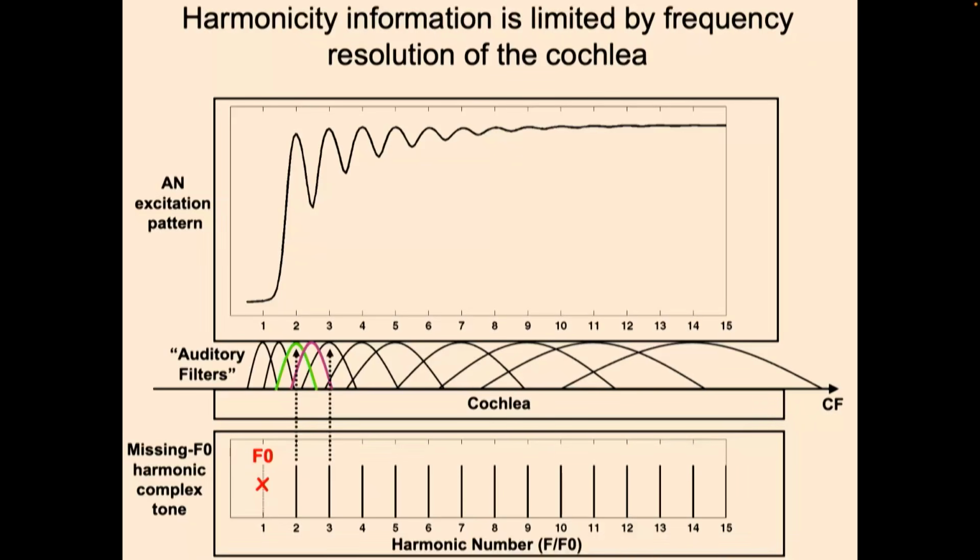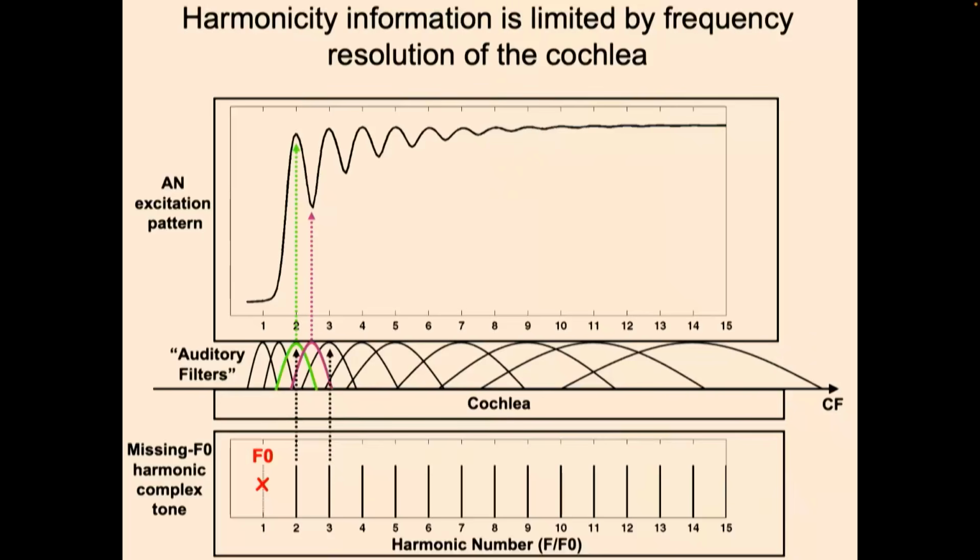So this is harmonics 2 and 3. Harmonics 2 and 3 are actually quite widely spaced compared to the cochlear filter bank. And so the consequence is that they hit different filters. And in between them, there's another filter there. That's the purple one, right? And so you get a peak and a trough there, right? And that's true for a lot of these low-numbered harmonics. So we often call these harmonics resolved because they produce these discernible peaks in the excitation pattern of the cochlea.